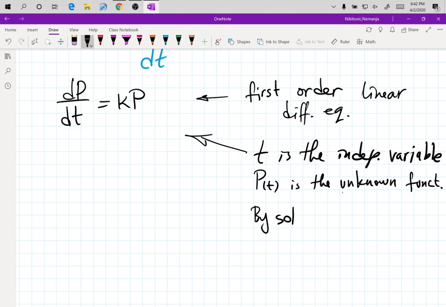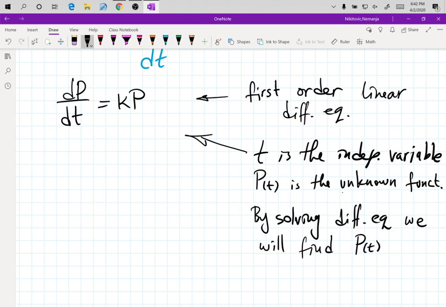By solving the differential equation, we will compute, or we will get, I hate the word get, I don't know why, I just try to avoid it every time. So by solving the differential equation, we will find p of t, and that's our goal. So that's what we are going to get at the end of this problem.